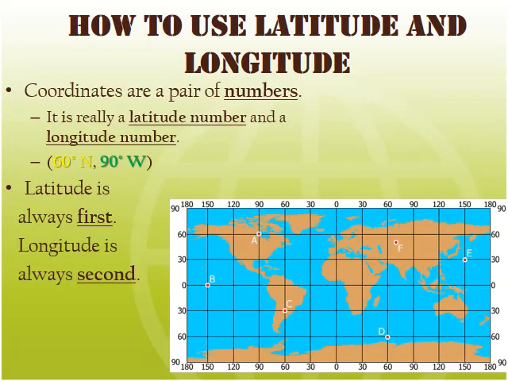All right, so how do you actually use these lines? Latitude and longitude lines are just simply coordinates. They are a pair of numbers that work together. And it's these latitude and longitude numbers that help us find and pinpoint exact locations on a map. Now, latitude is always, always, always first, and longitude is always, always, always second. You cannot get them confused or you will not find the correct places on a map.